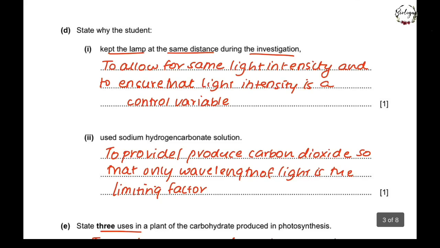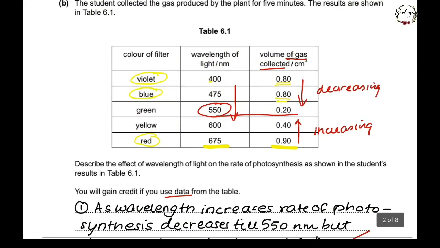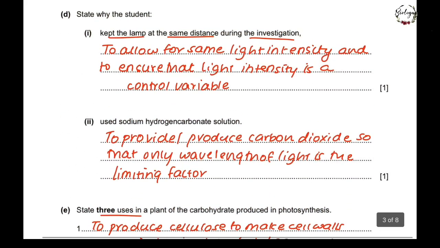State why the student kept the lamp at the same distance during the investigation. This is to allow for the same light intensity and to ensure that light intensity is a controlled variable. Because if it is not a controlled variable, it would affect the results. You would see that not only the wavelength is affecting it, but the light intensity is also affecting it. So you need to ensure that the light intensity is the same by keeping it a controlled variable, so that only wavelength will be affecting the rate of photosynthesis.